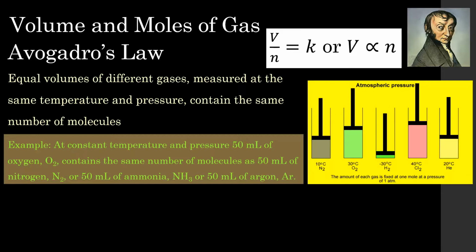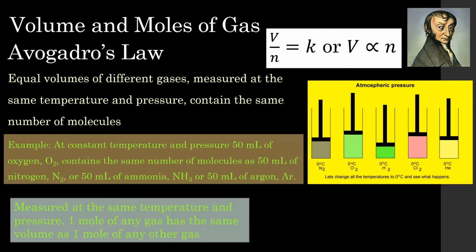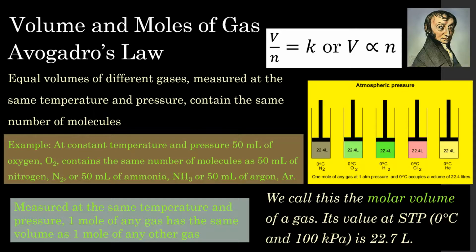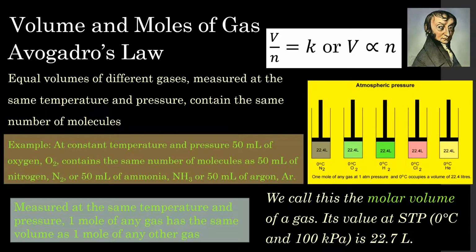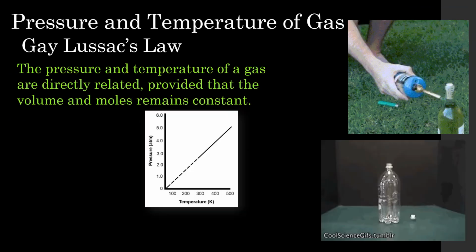Now, at a constant temperature and pressure, 50 mL of oxygen contains the same number of molecules as 50 mL of nitrogen or ammonia or argon. So measured at the same temperature and pressure, 1 mole of any gas has the same volume as 1 mole of any other gas. So we call this the molar volume of a gas. Now its value at STP, which is 0 degrees Celsius and 100 kilopascals, is 22.7. As I said, the other number you will see is at 101.3 kPa, and the volume will then be 22.4 litres.